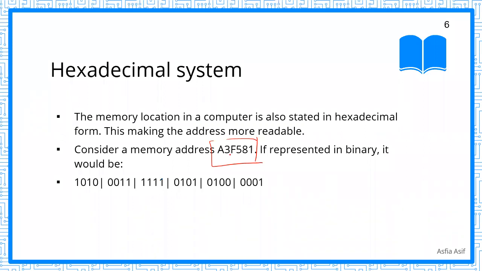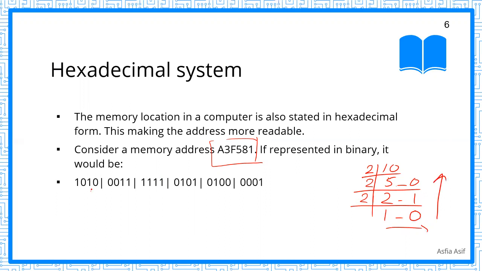Okay. Now, will you see this number? A is, what is the decimal value of A? 10. And if you see 10, how to convert it in binary? 5, 2s are 4, 1, and then 2, 1, 0. So 1, 0, 1, 0. This is A.